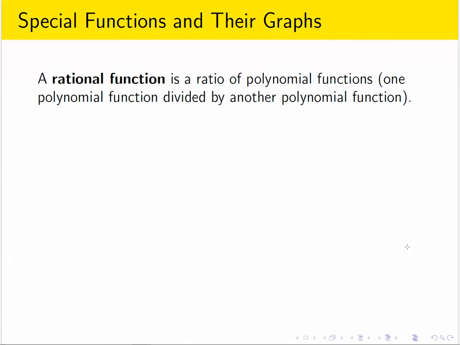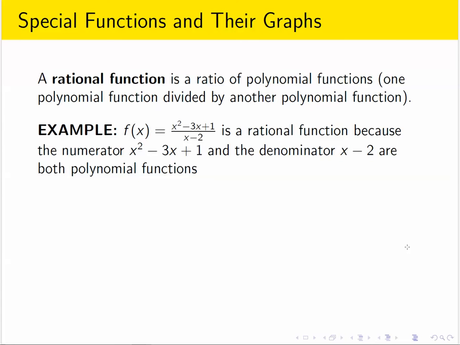One more important type of function we run into is a rational function. So a rational function is a ratio, that's where it gets its name, ratio, of polynomials. And ratio means the result of division. So one polynomial divided by another polynomial. Here's an example. The numerator is a polynomial, the denominator is a polynomial. That makes this a rational function.